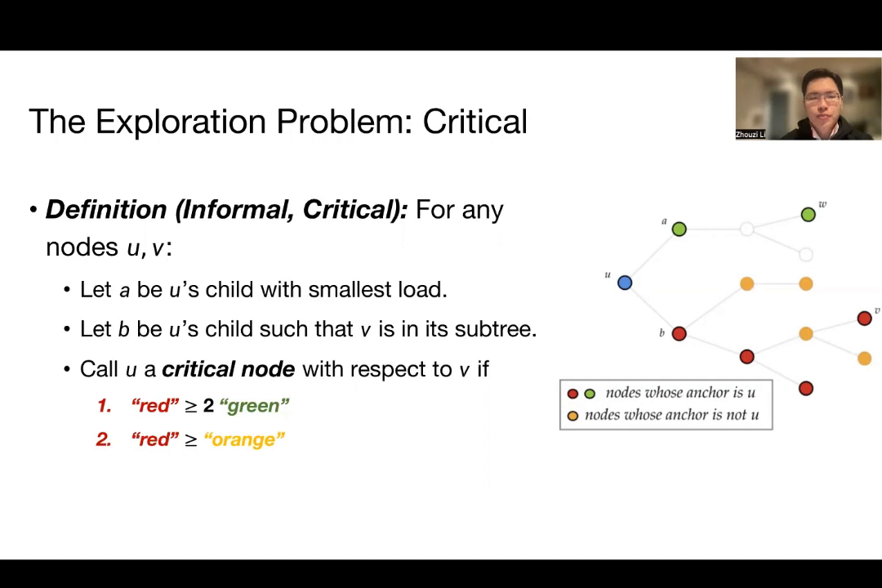Now, critical. For any nodes U and V, let A be U's child with the smallest load, and B be U's child such that V is in B's subtree. See the figure. We denote the nodes with anchor U with color red and green, and all other nodes in the bottom subtree with orange. Then we call U a critical node with respect to V if red is at least twice the green, and red is no smaller than orange.